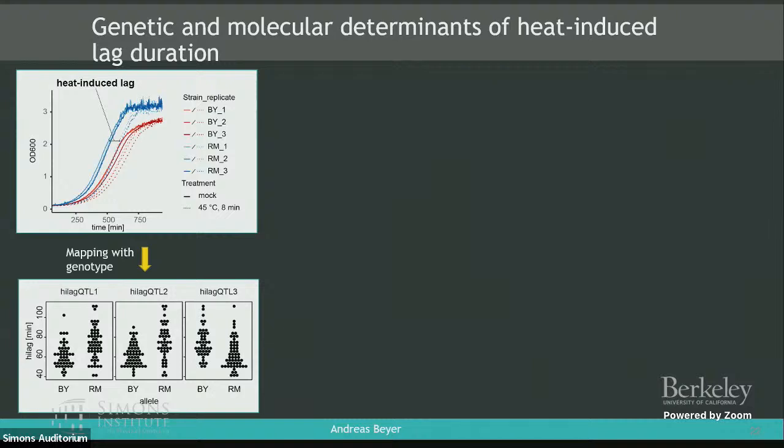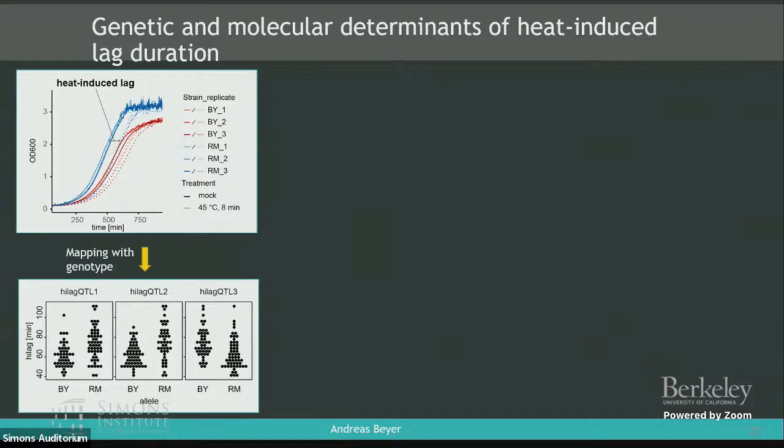So here on the y-axis, you have the trait, and then here you have the 2 alleles, either the BY allele or the RM allele. And you can notice that for 2 of the QTLs, if you have the RM allele, the lag time is larger. And on the 3rd QTL, it's reversed. So now the lag time is shorter. So there's some kind of balancing of alleles in the parental strains to keep in both parental strains this stress response at some physiologically favorable level. This is also called transgressive segregation.